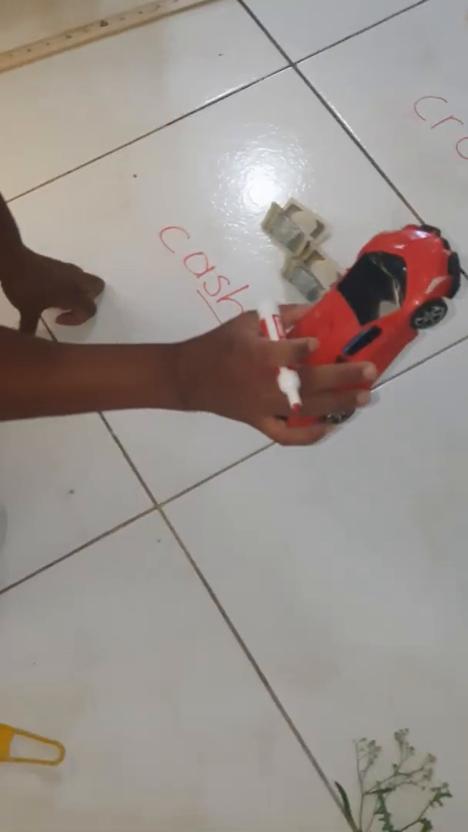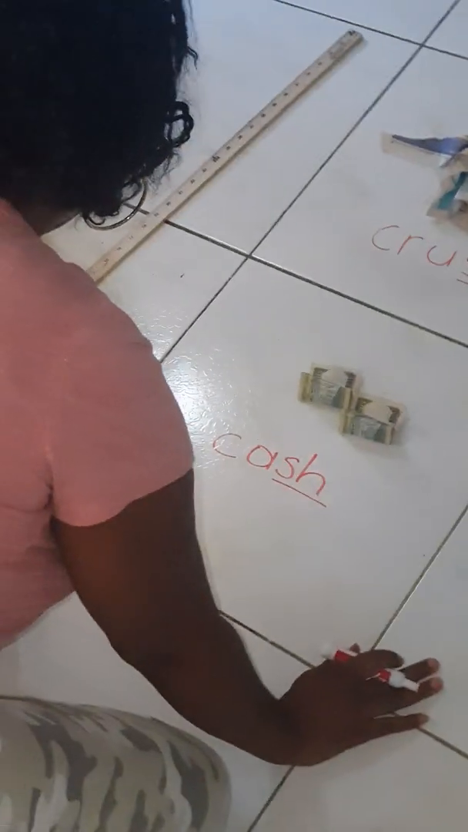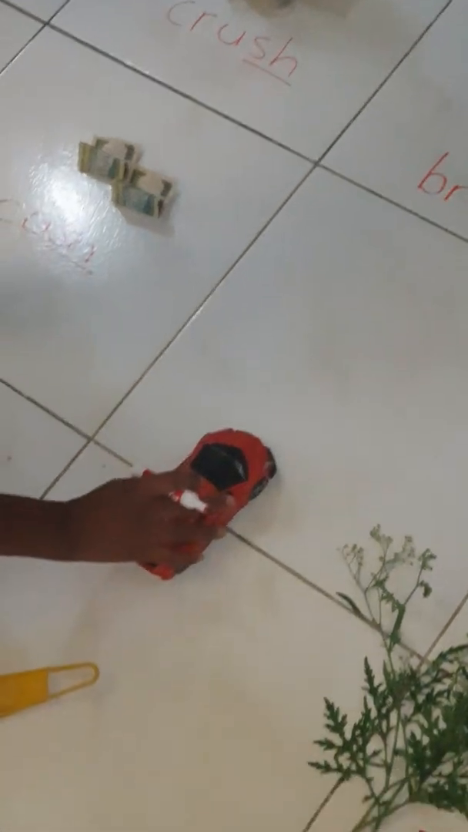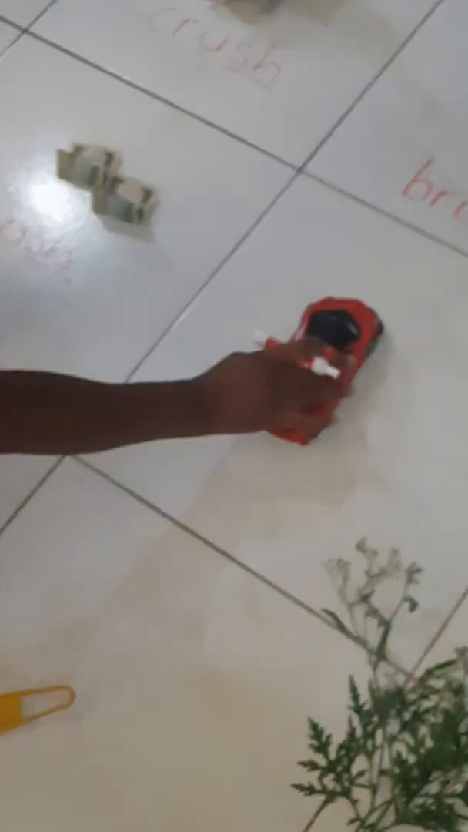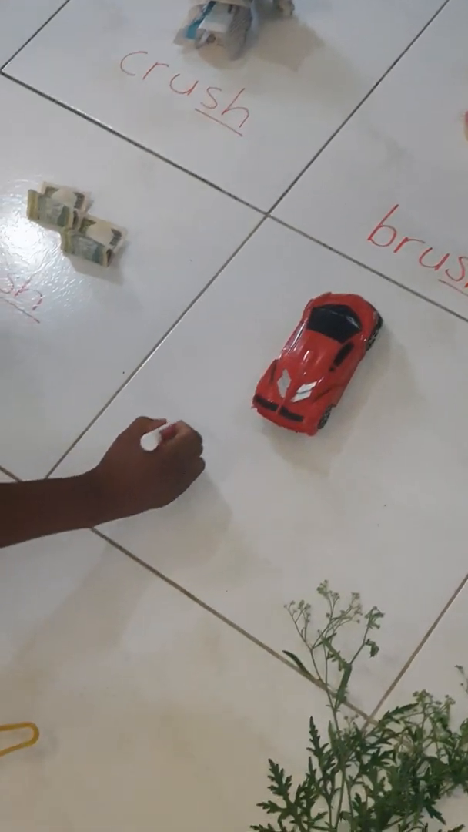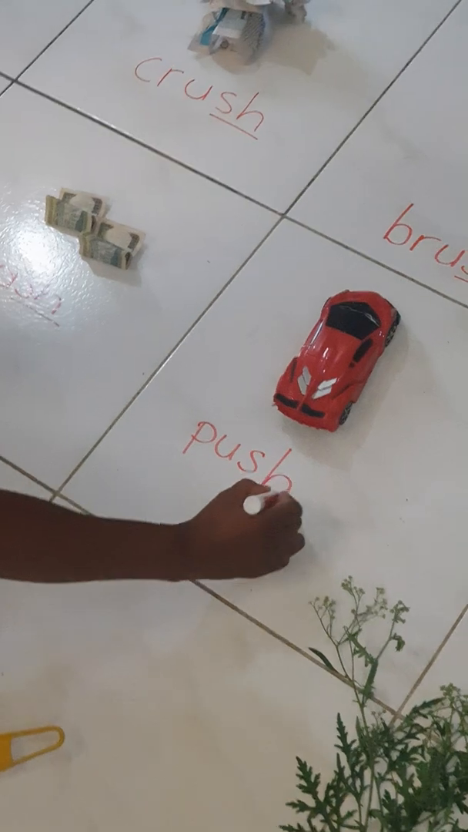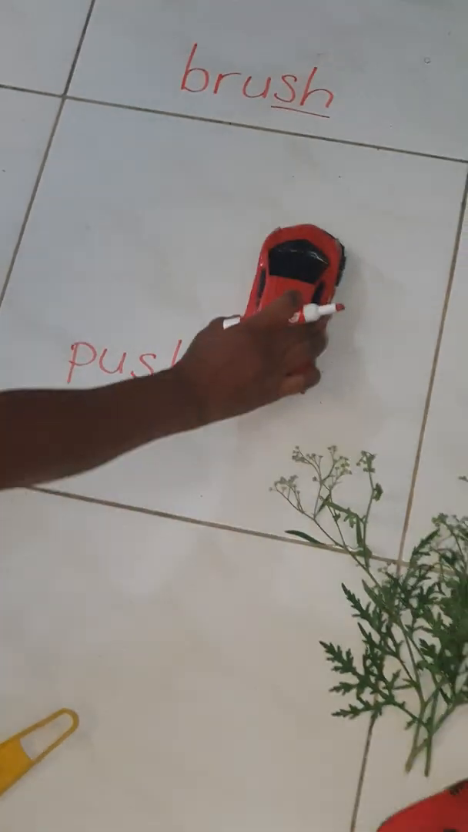Now look at this. What is this? It's a car, right? Car doesn't end with S and H, but I can do something with the car that ends with S and H. Look at this, what I'm going to do. What did I just do? I pushed the car. So we can have push. The action is to push. Ends with S and H. So we can push the car.